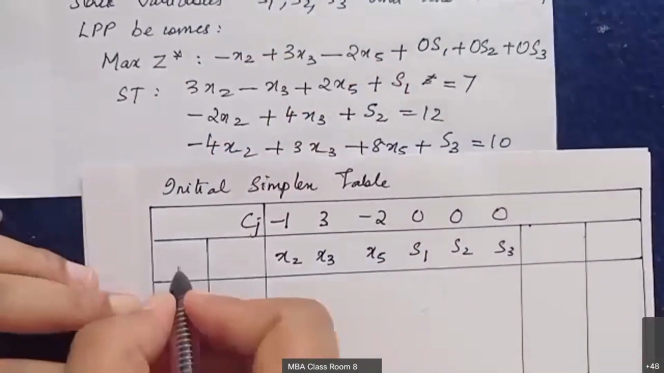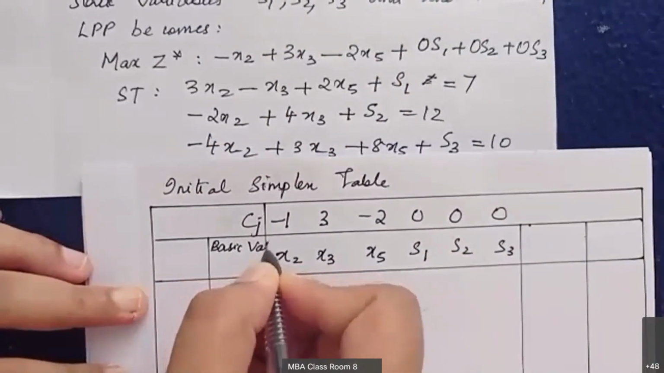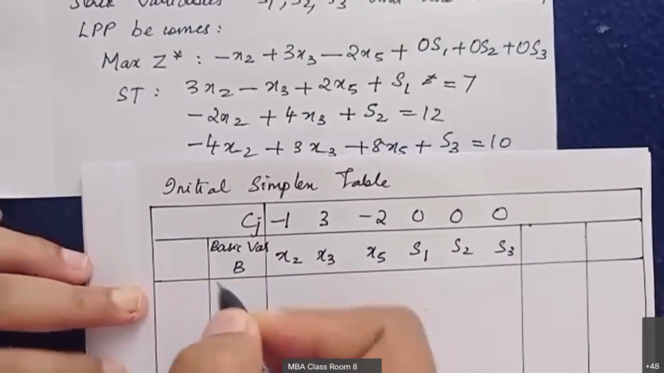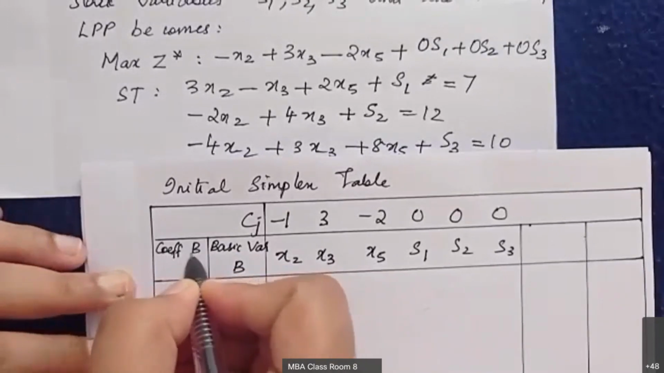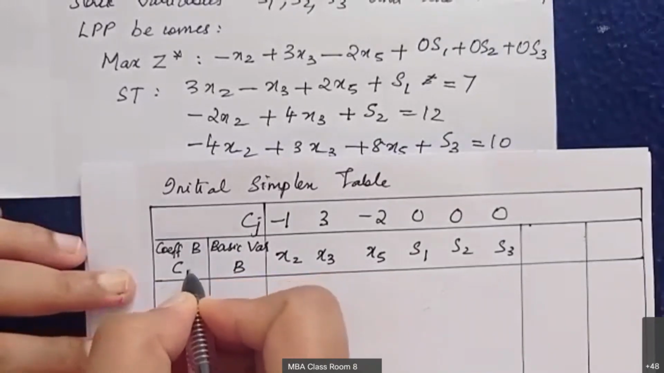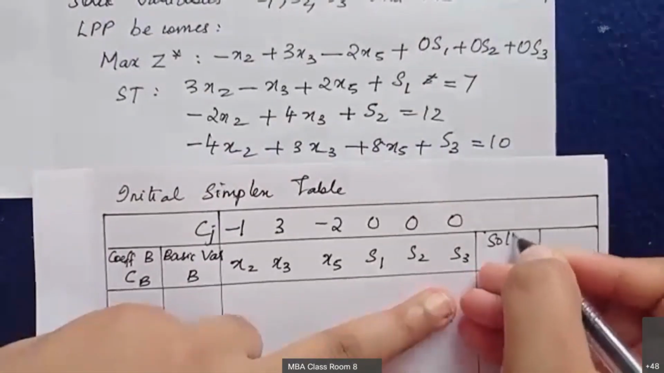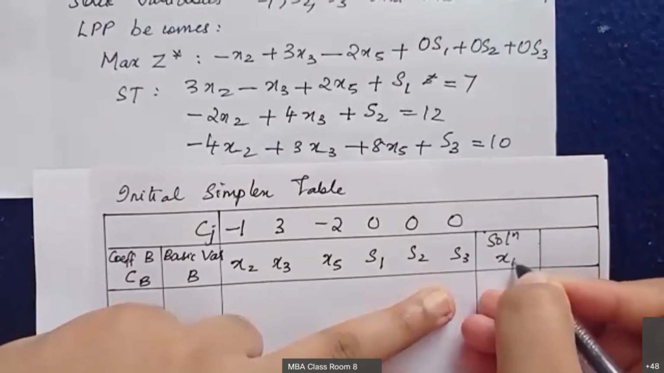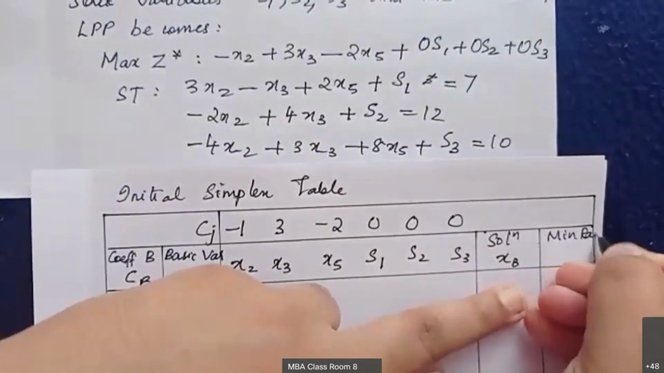Next, over here we have basic variables, which is represented by b. Over here we have the coefficient of the basic variable, which is represented as cb. Here we have the solution, represented as xb. And over here we have the minimum ratio.